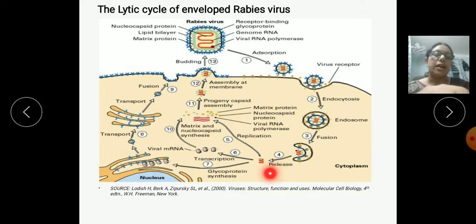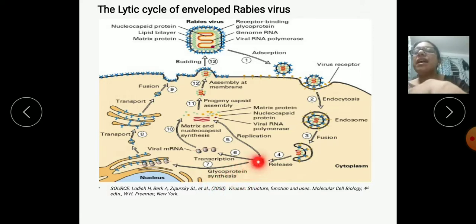What does the nucleic acid do? There is the presence of the viral RNA polymerase. The viral RNA polymerase now takes up the ribonucleoside triphosphate that is present in the cytoplasm of the host cell, and they replicate to form the viral RNA genome, which further forms the mRNA. The viral mRNA that is formed has multiple functions. Some of them encode for glycoprotein synthesis.